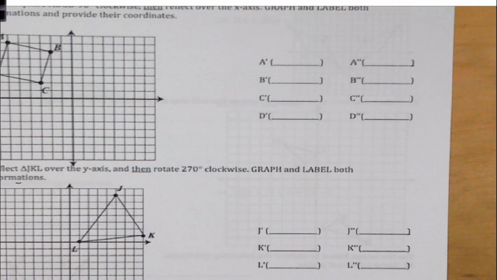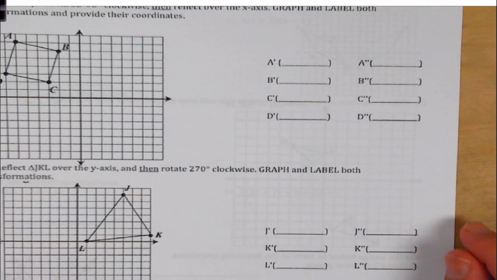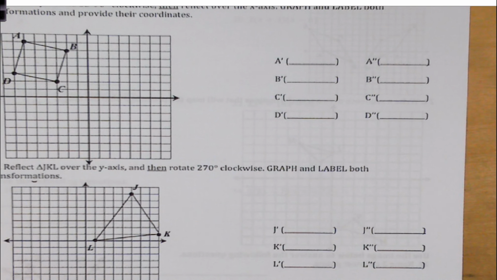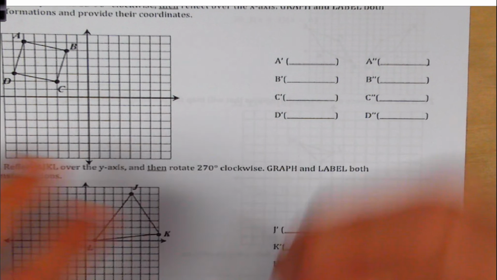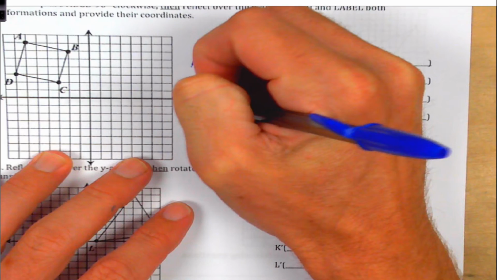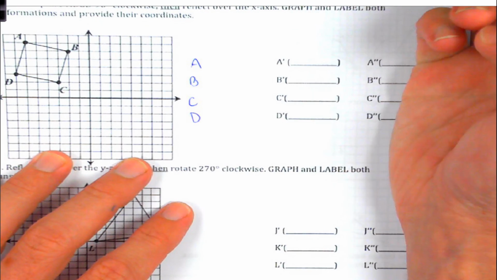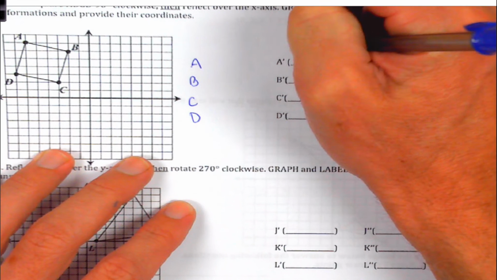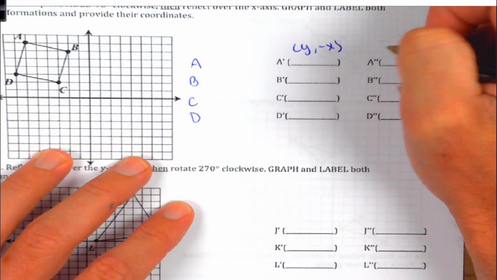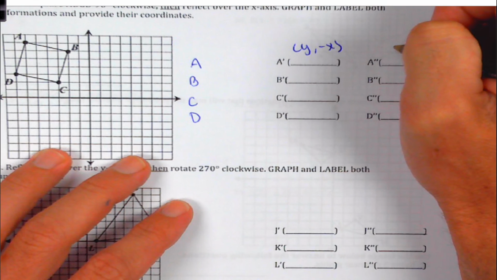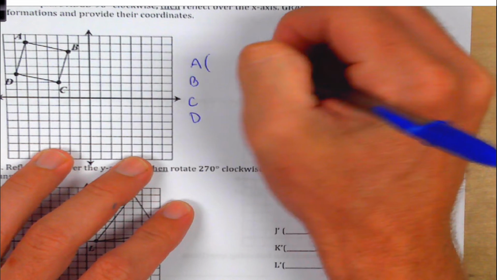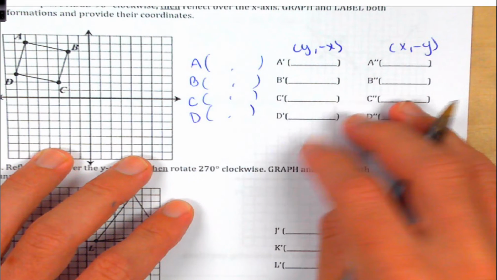Rotate a square clockwise, then reflect over the x-axis, graph and label the points. Okay, so first thing is, I kind of cheat here, and I like to actually write the original points here, because then I can just apply my rule real fast, because 90 degrees clockwise is y comma -x, and then reflecting over the x-axis is x comma -y. If I know the original points, I can just apply the rule really fast, and then when I graph it, I can check if it makes sense.